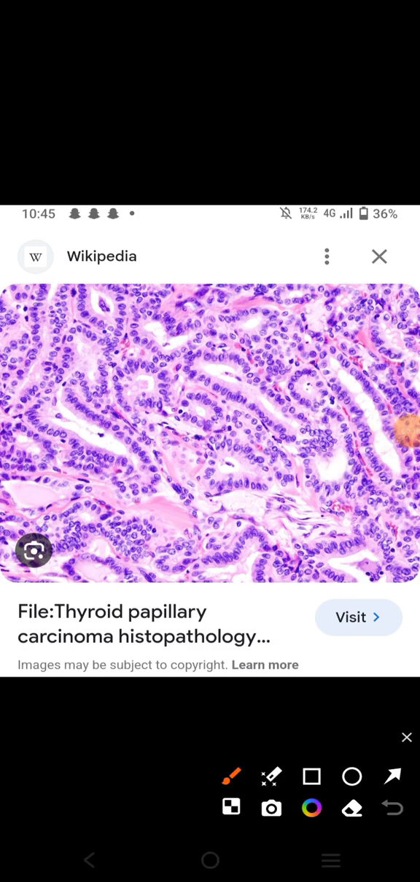First of all, I will tell you at least four or five features that you must know about papillary thyroid carcinoma, so that you can easily, and I am sure that you will inshallah, identify that slide.